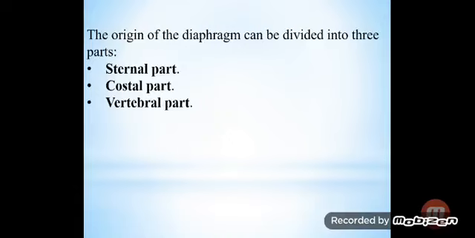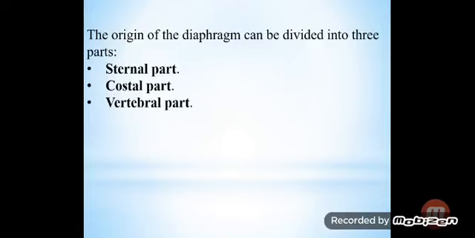The second part is the costal part, which arises from the deep surface of the lower 6 ribs, of course with their costal cartilage. So costal, as we said in the last lecture, means ribs. So the costal part arises from the deep surfaces, inner surfaces, of the lower 6 ribs with their costal cartilages. The vertebral part arises by vertical columns or crura and from the arcuate ligaments.